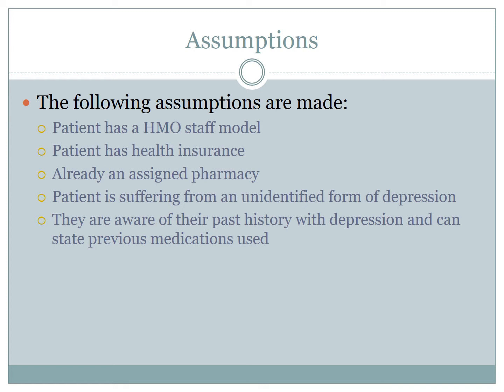There are 5 assumptions made. The patient has an HMO staff model. The patient has health insurance. They are already assigned to a pharmacy. The patient is suffering from an unidentified form of depression. And the patient is aware of their past history with depression and can state previous medications used.